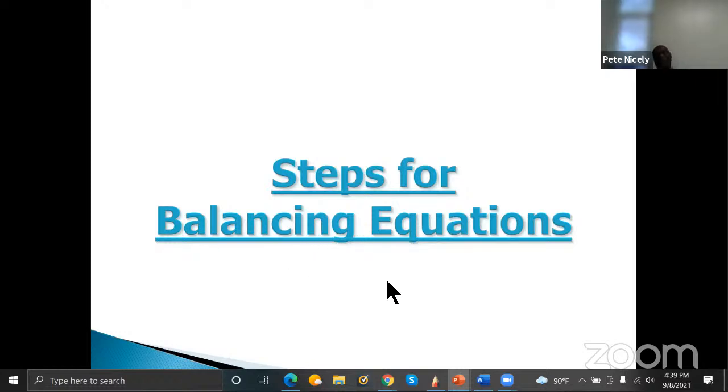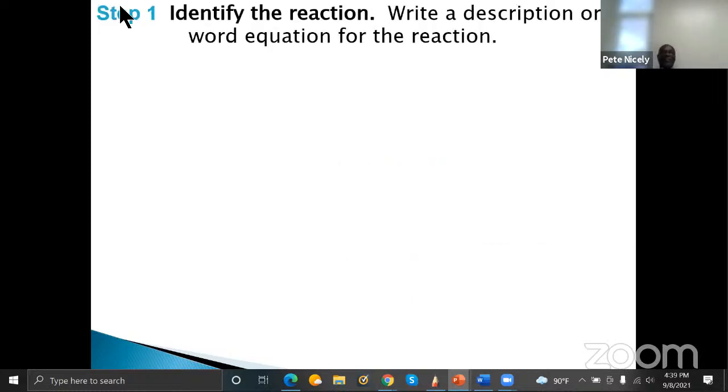So what I'm going to go through now are the different steps for balancing chemical equations, right? Let me move this out of the way here. Okay, so the first step is that we identify the reaction. You may or may not want to do this, but if you're learning this for the first time, you might find this helpful. It says here that you need to write a description or word equation for the reaction, all right?